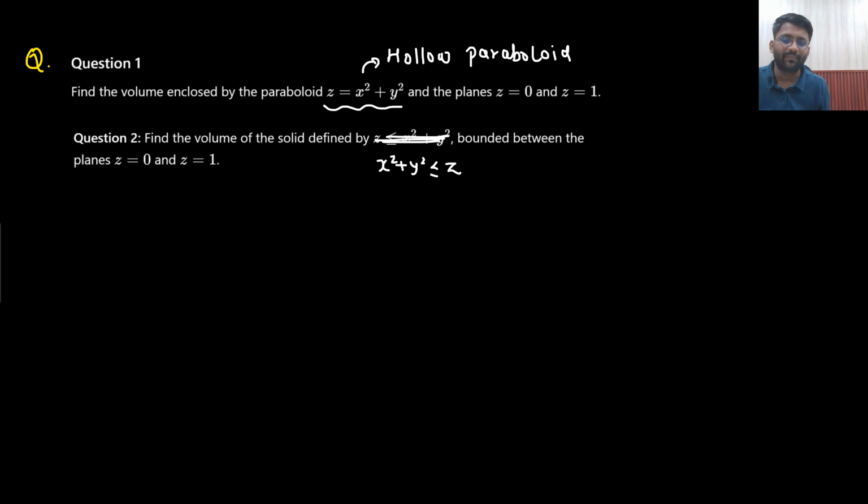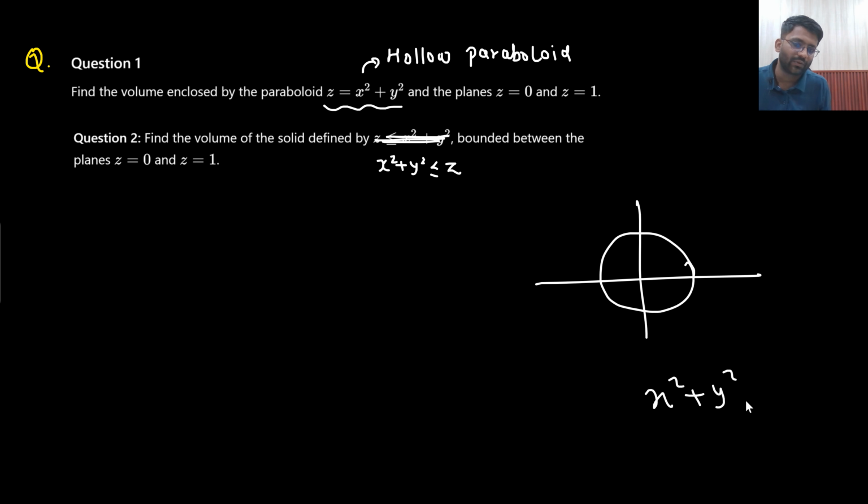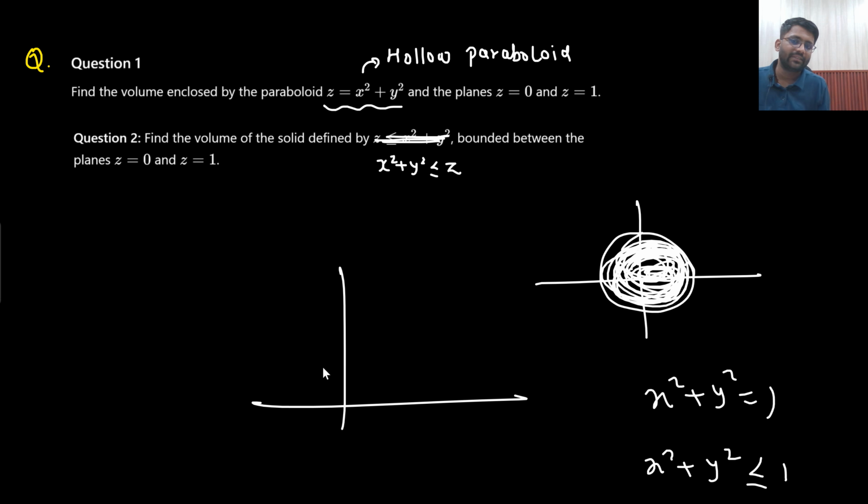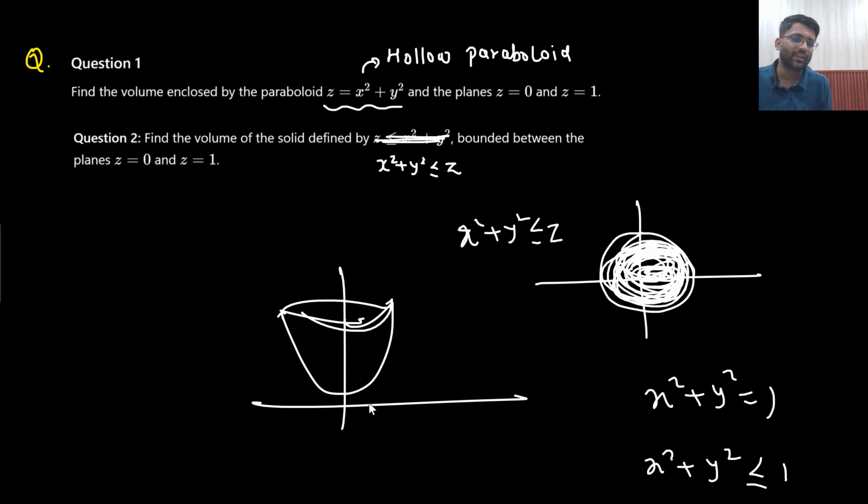So if I say x square plus y square equals 1, this will be a circle. But if I say x square plus y square less than or equal to 1, everything inside would come, so it will become a disk. Similarly, if I say z equals x square plus y square, with z going from 0 to 1, I am talking about this bowl. But if I say x square plus y square less than or equal to z, whatever is inside would also come.